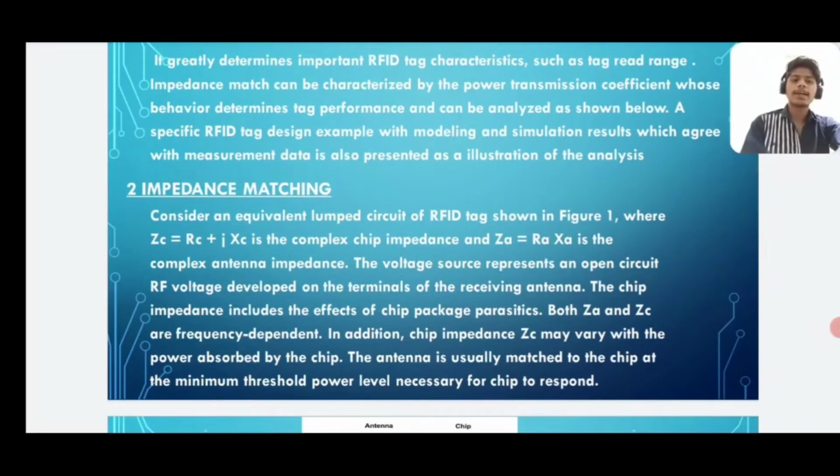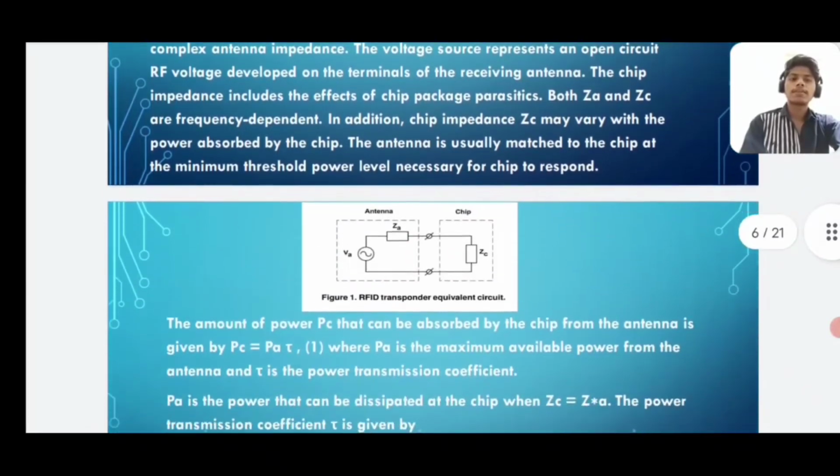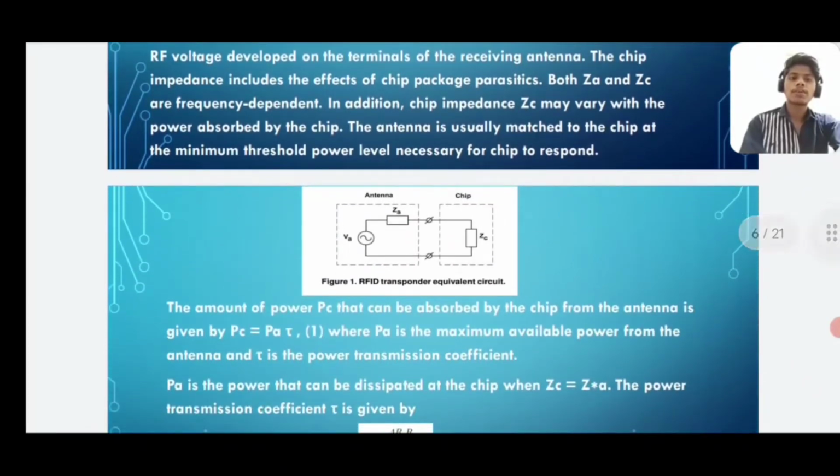Both ZA and ZC are frequency dependent. In addition, chip impedance ZC may vary with the power absorbed by the chip. The antenna is usually matched to the chip at the minimum threshold power level necessary for the chip to respond. So this is the diagram, the RFID transponder equivalent circuit.